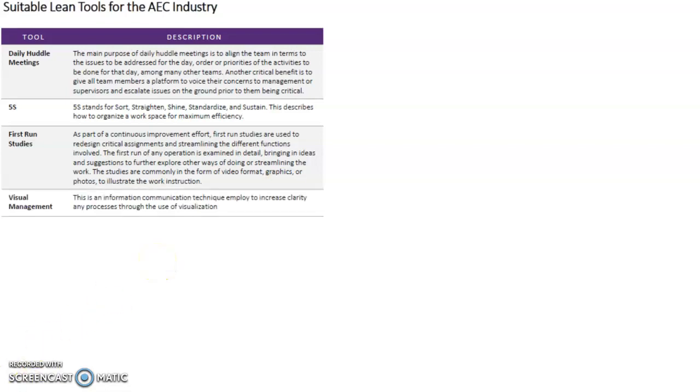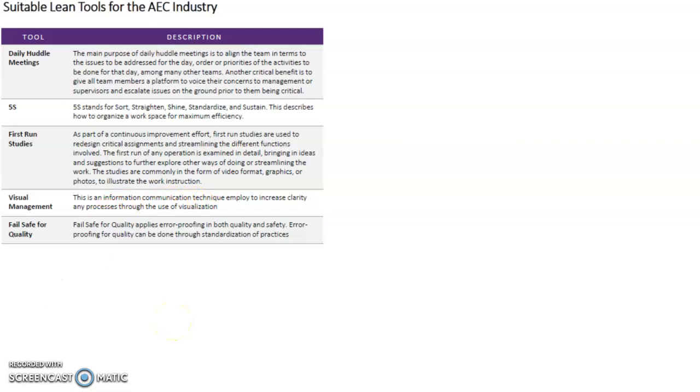Under certain situations, we can also consider using visualization management, or in short, visual management. It is an information communication technique employed to increase clarity of any process through the use of visualization.